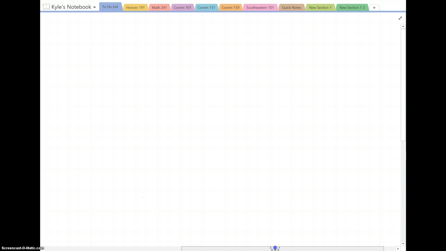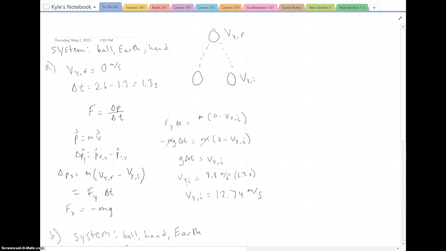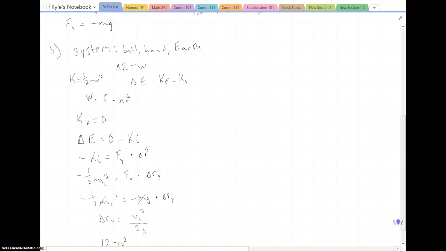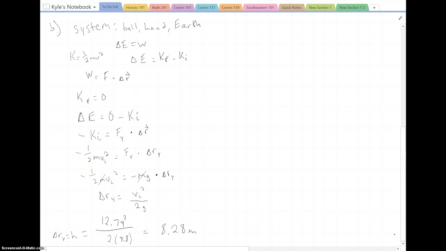So the m's cancel out, and we're left with delta ry is equal to the initial velocity squared over 2g. Simply plug in our given values, and we know that the height will equal 8.28 meters.